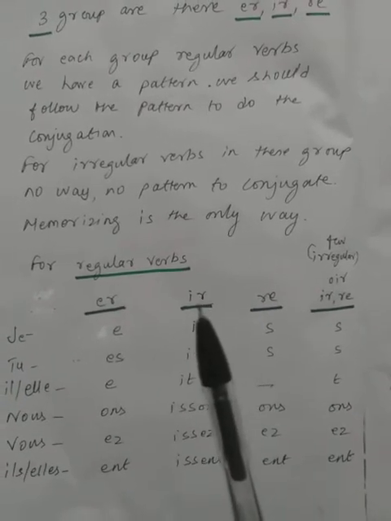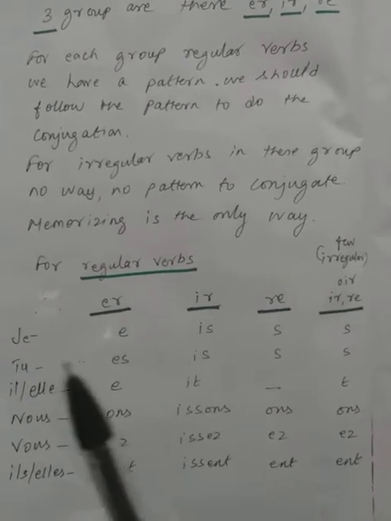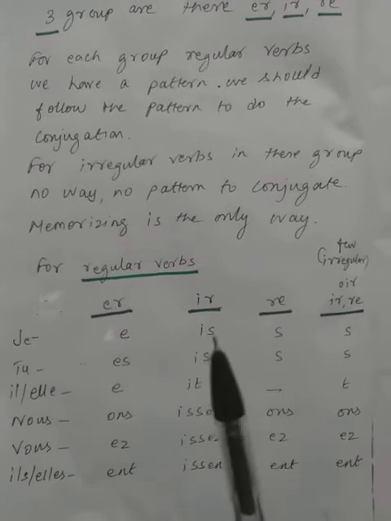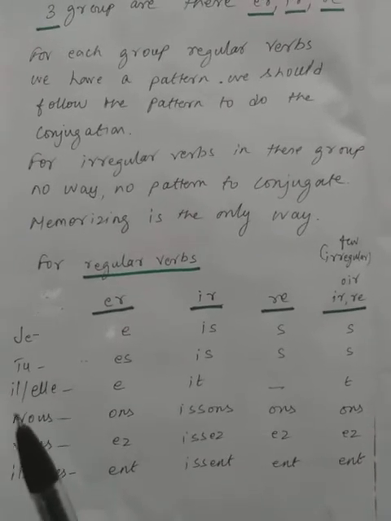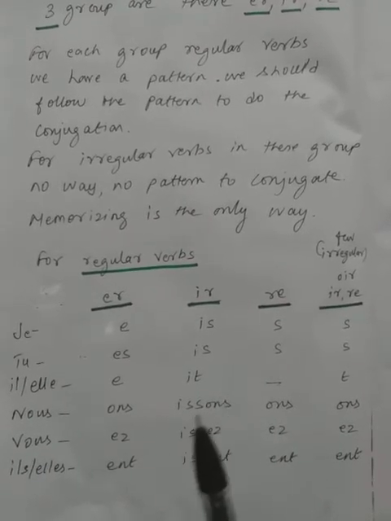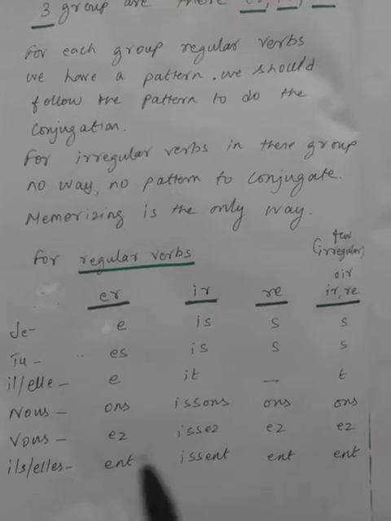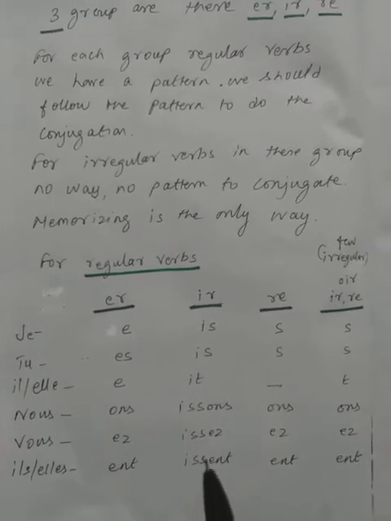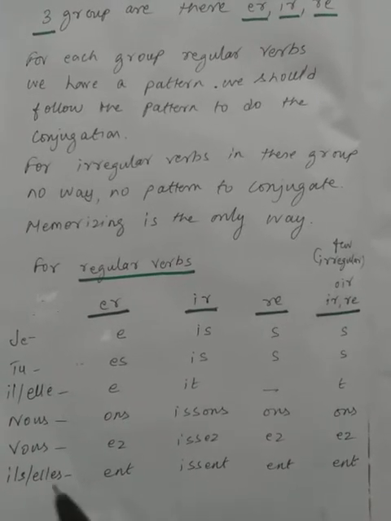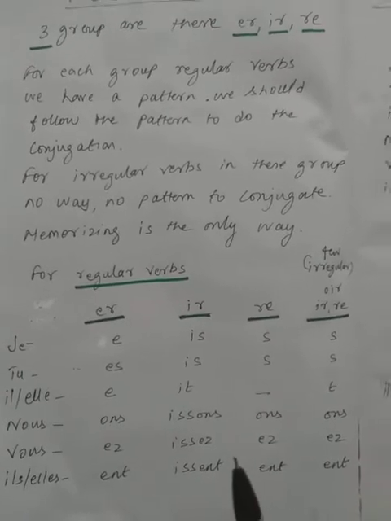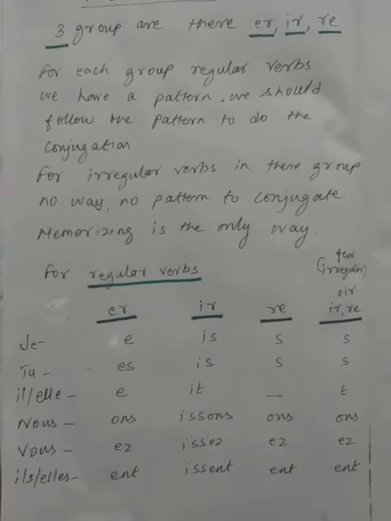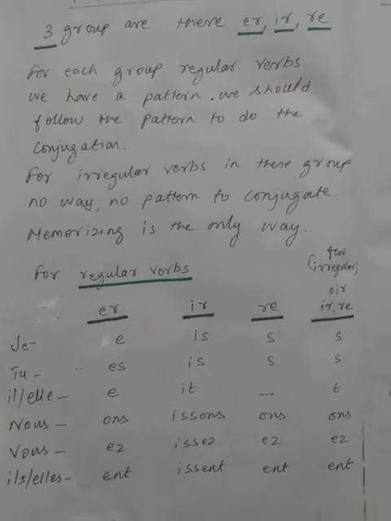Next, for IR verbs. This is also for regular IR verbs. For first person Je, replace IR by IS. For second person, replace IR by IS. For third person, replace IR by IT. For first person plural, replace IR by ISSONS. For vous, replace IR by ISSEZ. For ils and elles, replace IR by ISSENT. You can see the examples in the lesson. At that time you will understand. I am giving the endings pattern for any type of regular verbs. If you see the verb conjugations in the book, you can understand easily.